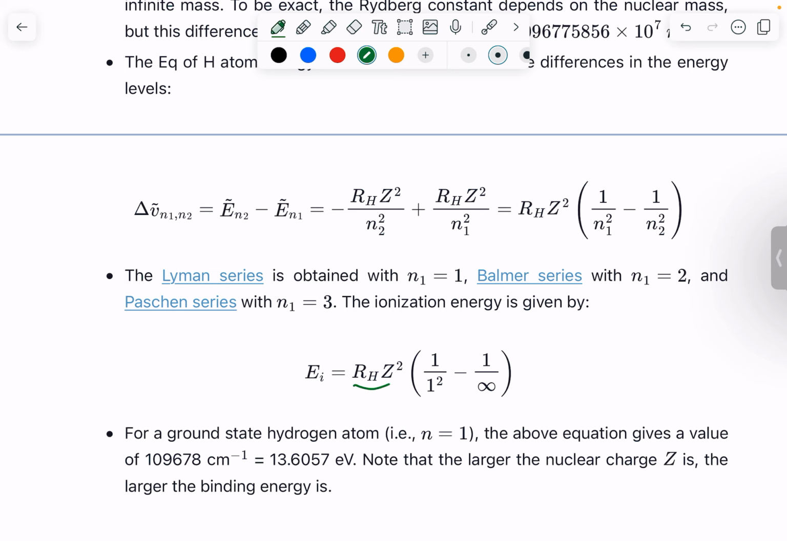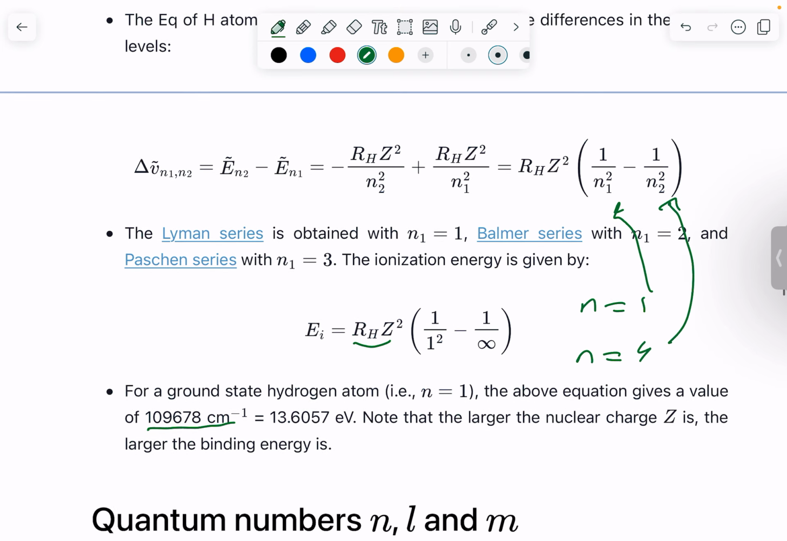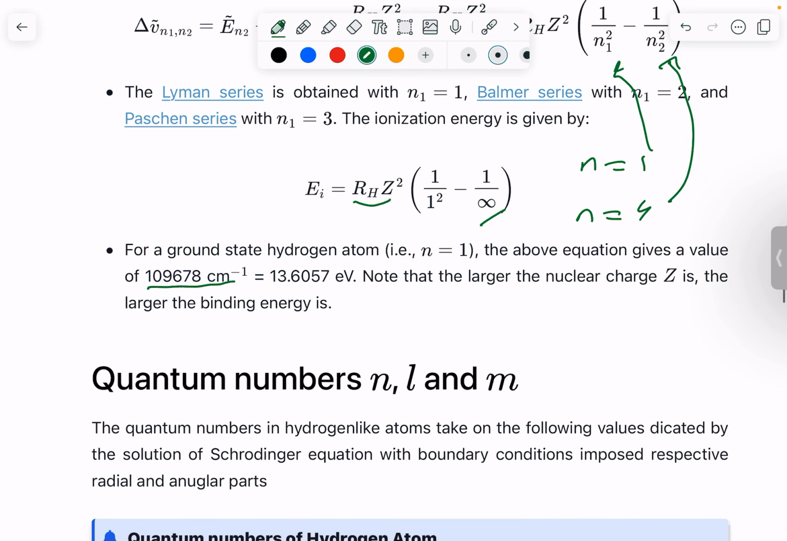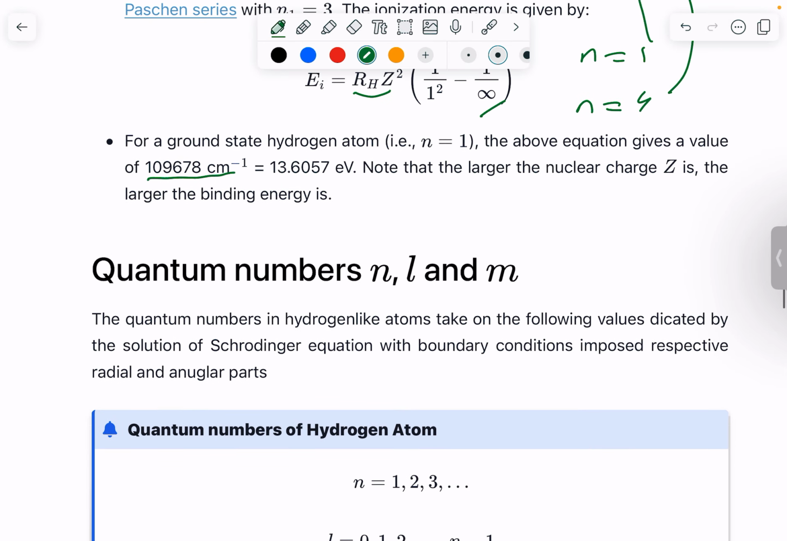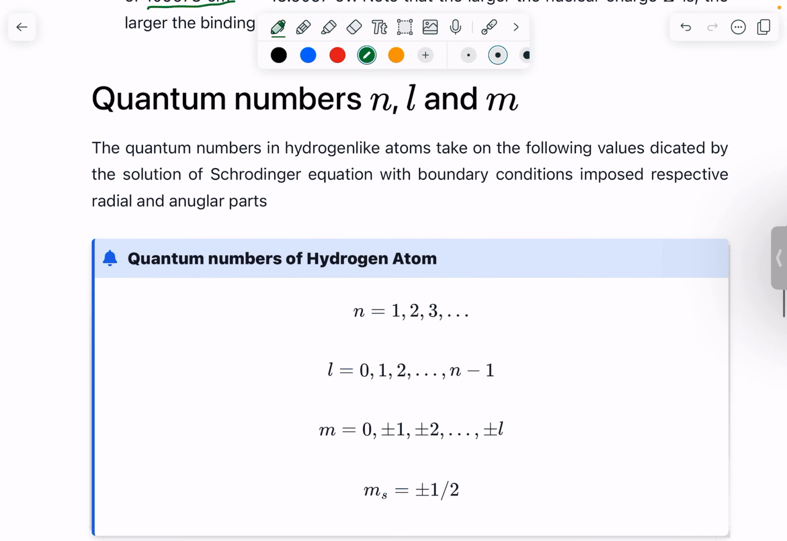The factor in front of the parenthesis is the Rydberg constant expressed in centimeter minus 1. So if you want to compute the frequency of the photon when you go from the ground state to some excited state, you can just plug in the values, and you're going to get that wavelength. And you can also calculate the ionization energy from any state by putting in the infinity. All right, so these parts we've seen before, but these are the expressions that we arrived at by solving the Schrödinger equation.